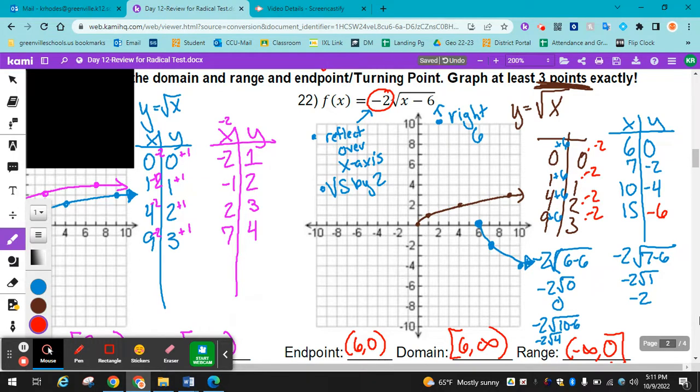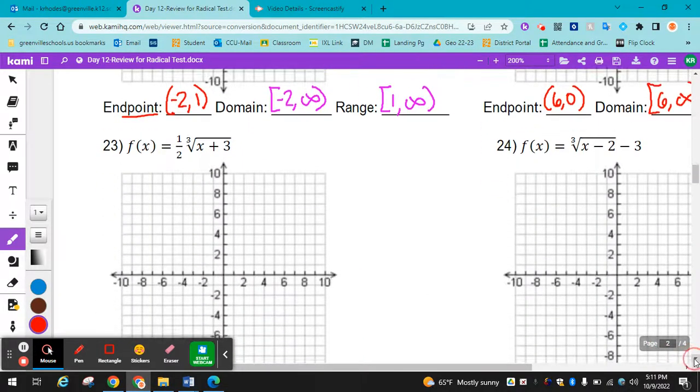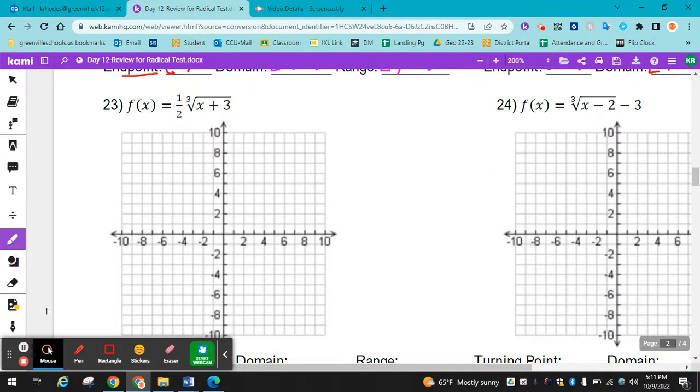All right. Okay, that's square root. Moving on to cube root. Cube root. Our perfect cubes. Let's go ahead and graph that.